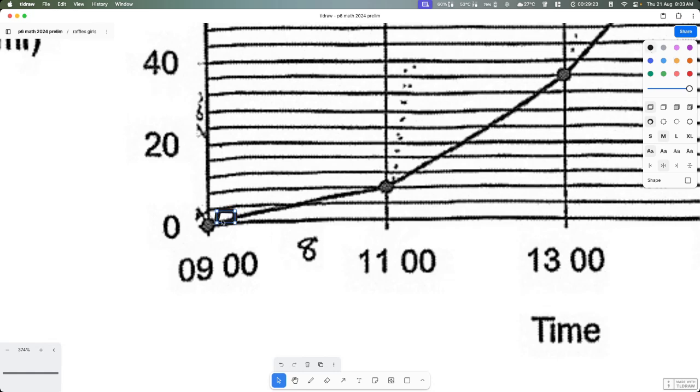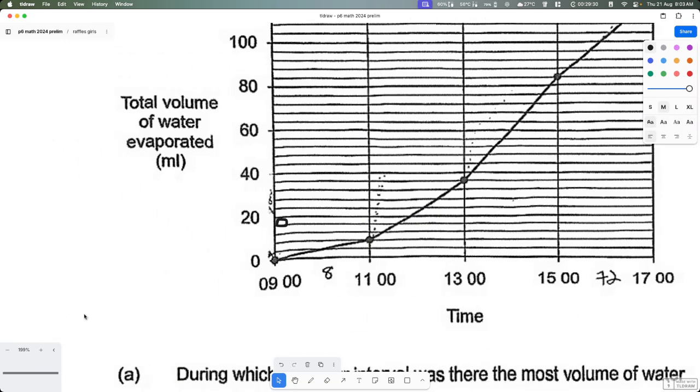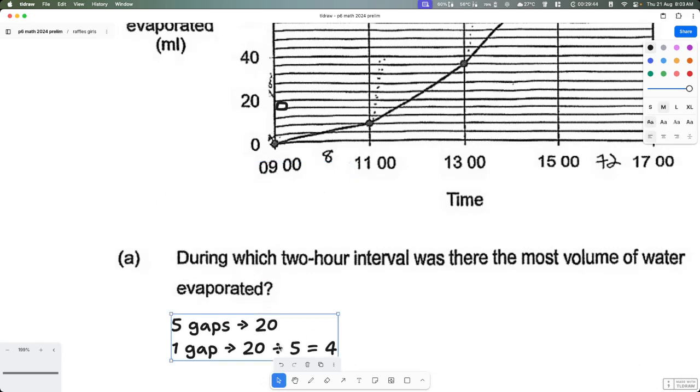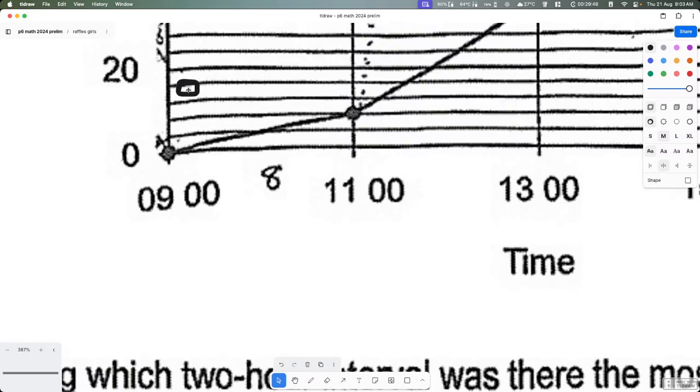So let's count the number of gaps: 1, 2, 3, 4, and 5. So in this case over here, we have 20. So 5 gaps is equal to 20. 1 gap is equal to 20 divided by 5, which is 4. Okay, so we know that. Now let's go close to see where we are for all of the different timings.